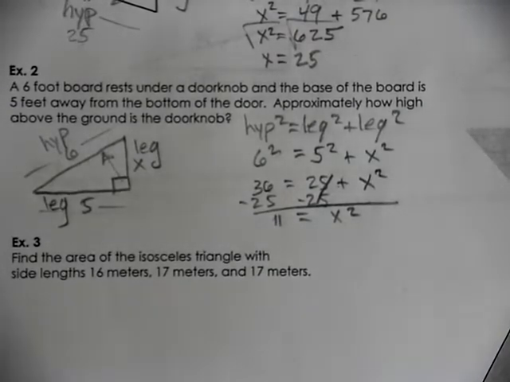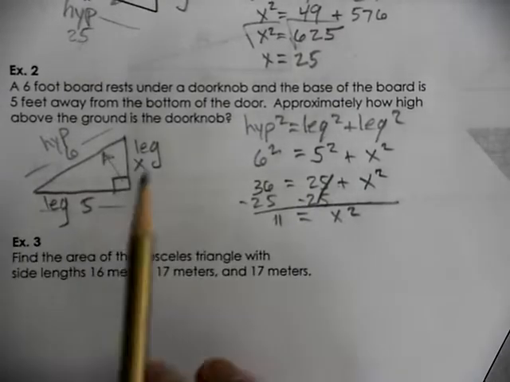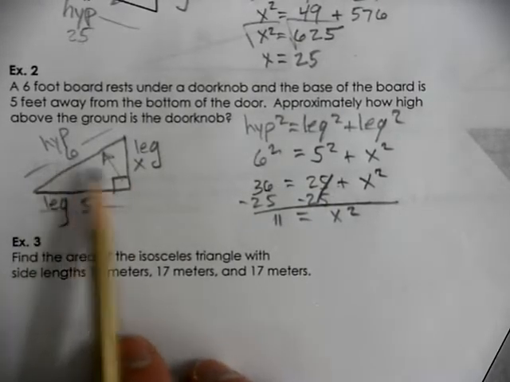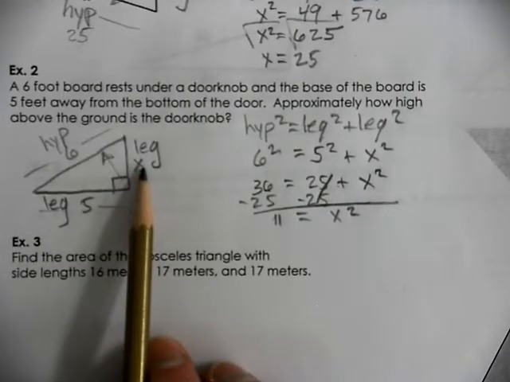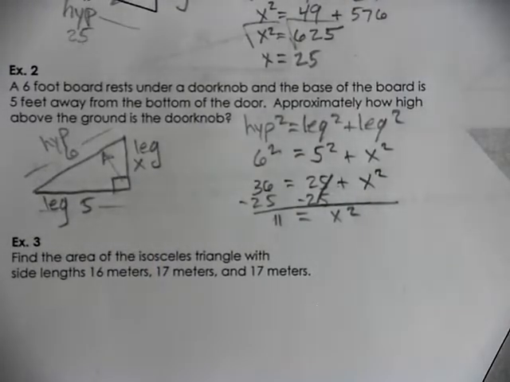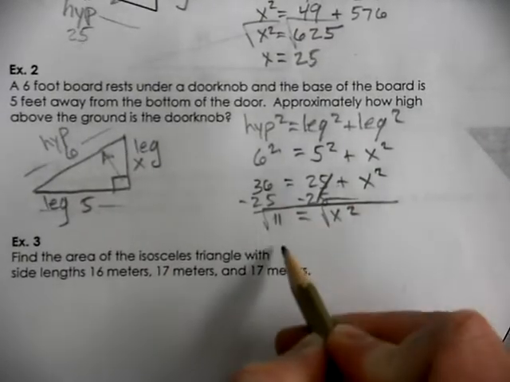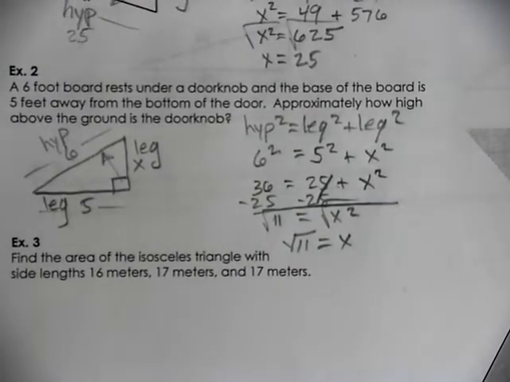So we need a number times a number, x times x. That's what x squared means, x times x. And that makes 11. So 11 isn't our answer. Think about it. If we said this was 11, 11 is bigger than the hypotenuse. That's not going to work. So 11 isn't the answer. What do I need to do? Square root it. So the square root of 11 equals our x.